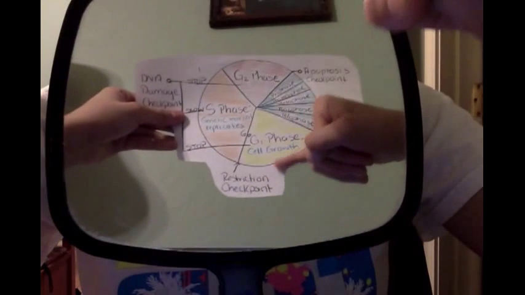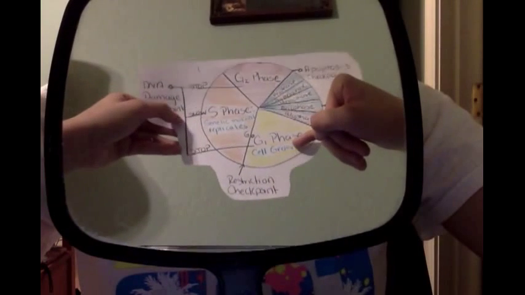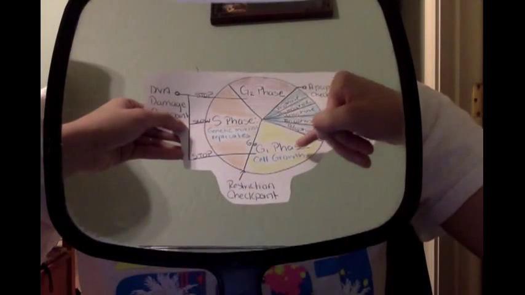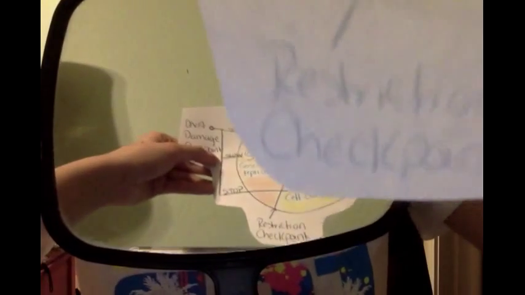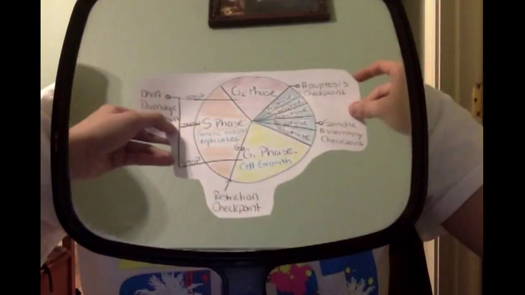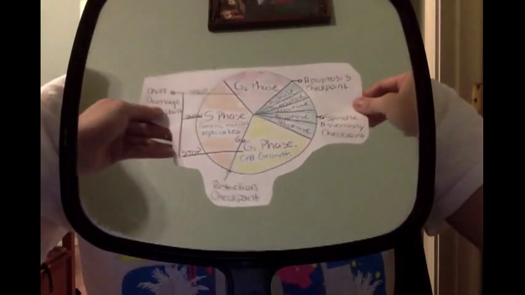And here we have a restriction checkpoint, and here's the G1 cell growth phase, and all these right here, the G1, and don't forget this G0 right here, and the G2 phase with the S phase, that's the DNA damage checkpoint. That's where it's asking itself, is this DNA damaged?